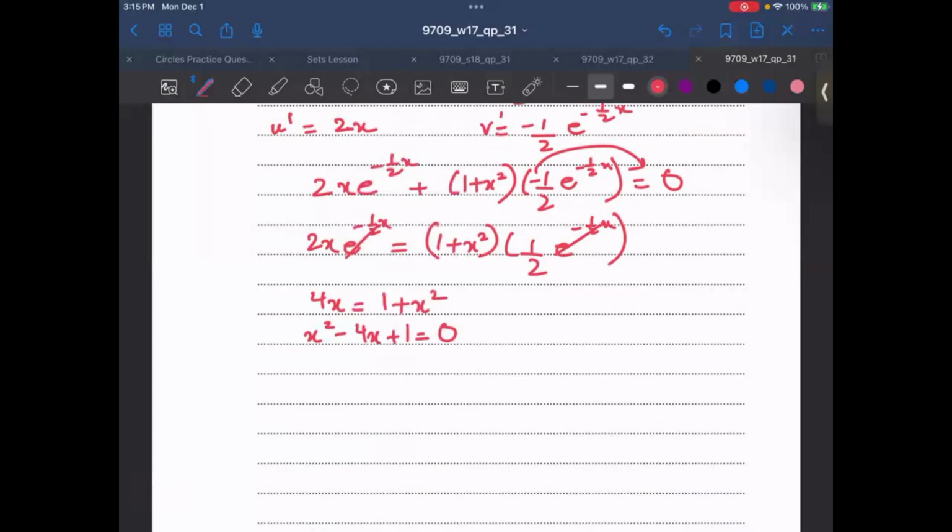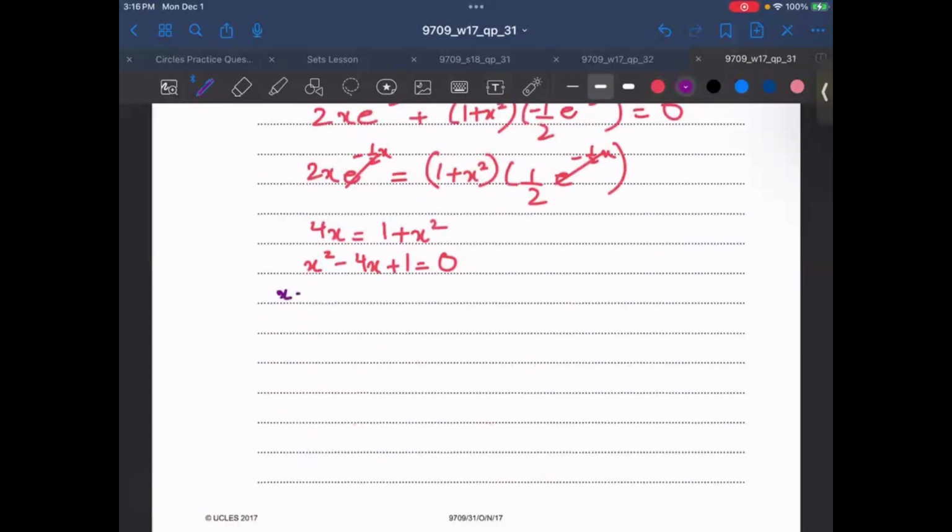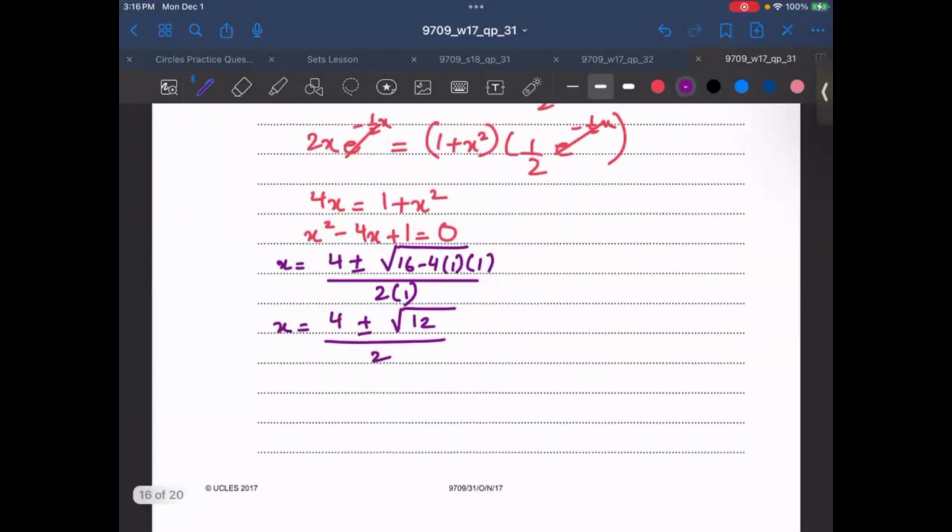Now solving this quadratically, x is equal to minus b, so that will become plus 4 plus minus square root of b squared. So b squared will be 4 times 4, squared is 16, minus 4ac. A and c are both 1, divided by 2a, so that will be 2. We will get 4 plus minus square root of 12 divided by 2. And simplifying this, you'll get x is equal to 4 plus minus.